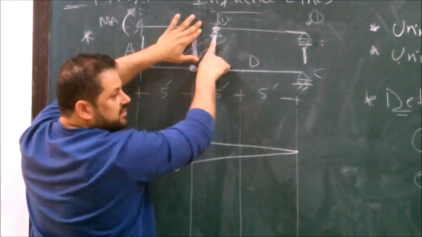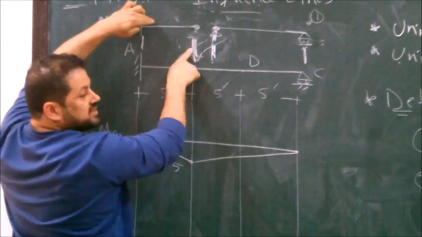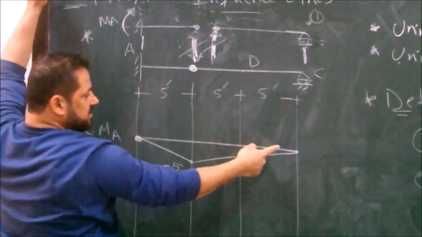How much this one? Zero. If this is zero, how much this one? Zero. How much that one? Zero.